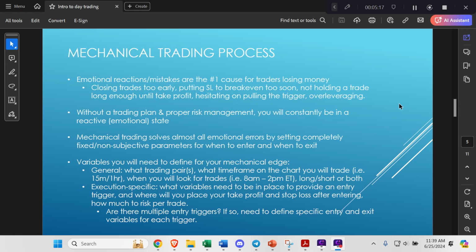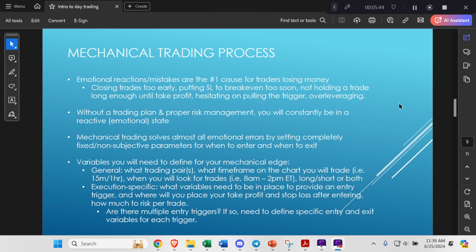There's two subgroups, I would say, in general. Obviously, you need to figure out what trading pairs you're trading. Are you trading forex pairs or crypto or U.S. indices or gold or different metals? What time frame on the chart are you going to trade? Are you looking at 15-minute or 1 hour, or maybe a combination of two time frames? You look for a broad setup on a bigger time frame, and then you go down to a smaller time frame to look for the actual entry.